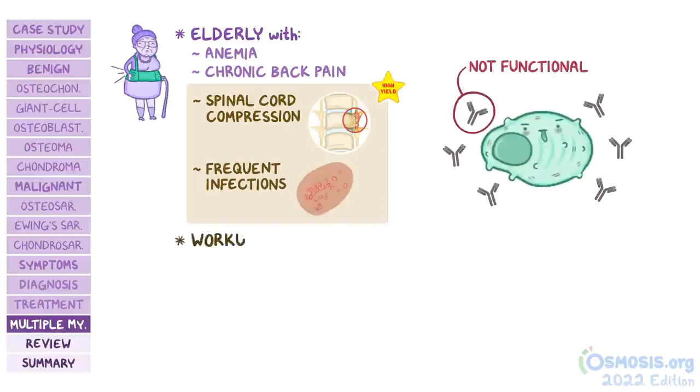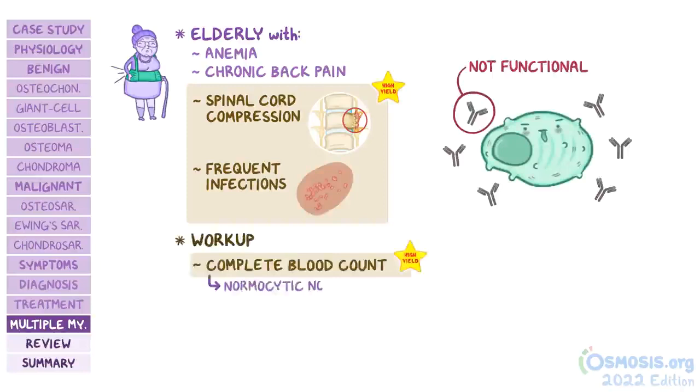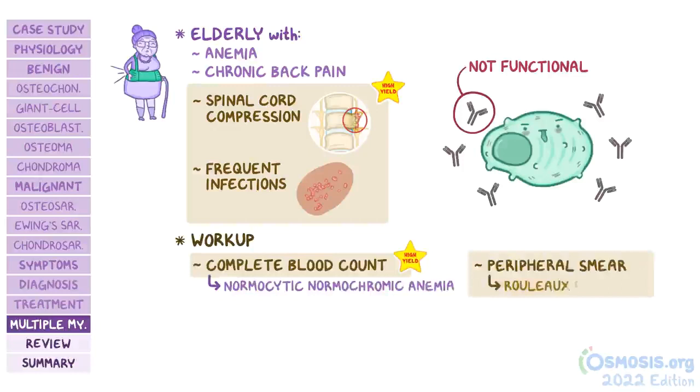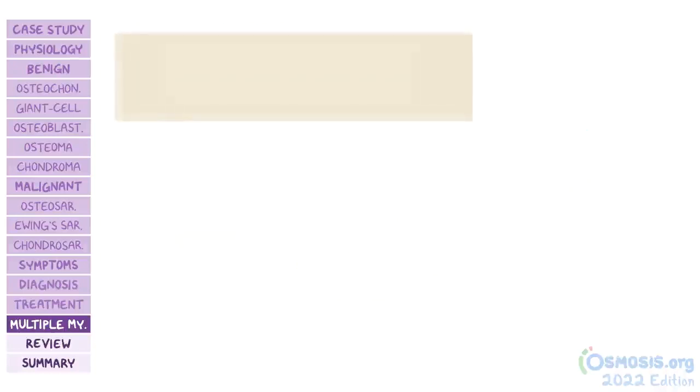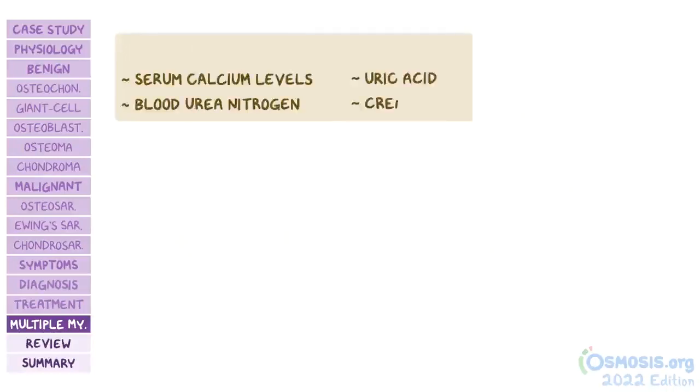Also remember that a workup for multiple myeloma includes a complete blood count, which often shows normocytic normochromic anemia, and a peripheral smear, which can show a rouleau formation due to IgG proteins attaching to red blood cell membranes, and then connecting with other red blood cell membranes, making the red blood cells stick to one another, and causing them to look like a stack of coins. Additionally, serum calcium levels, blood urea nitrogen, uric acid, and creatinine concentrations might be elevated.